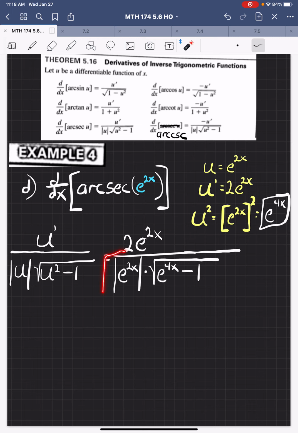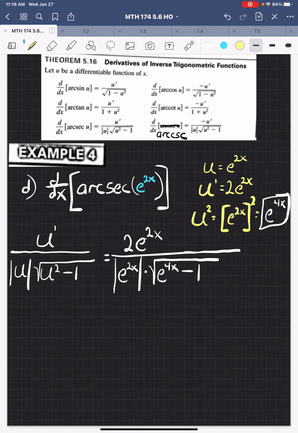Well, let's just clean this up a little bit. First off, there's no need to even have absolute value symbols here, because it's impossible for e to the 2x to be negative, no matter what you choose for x. It wouldn't matter if you left the absolute value symbols in your answer. I would be fine with that, but we don't actually need them.